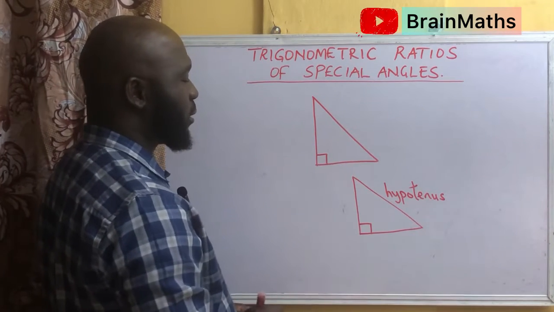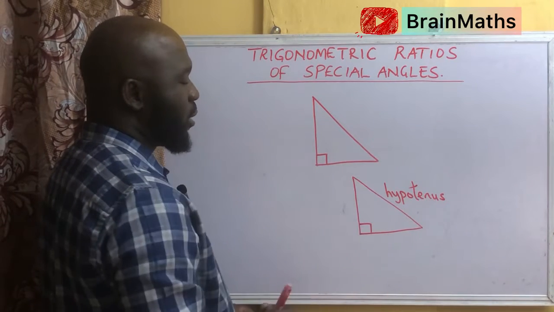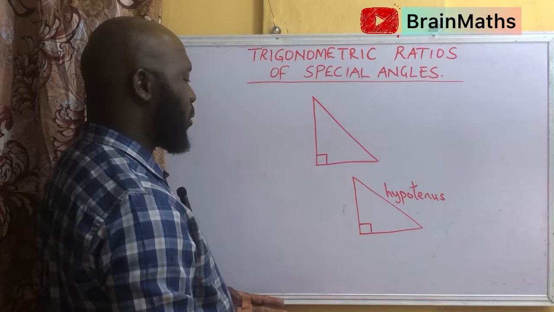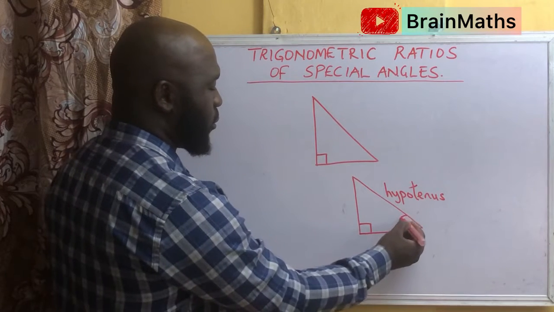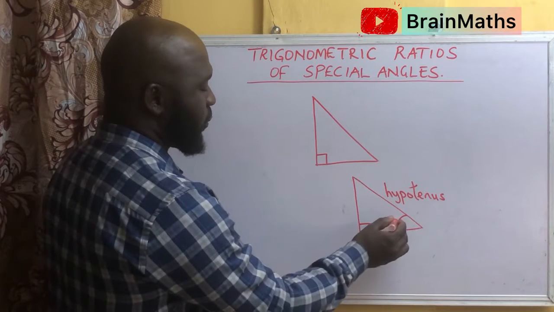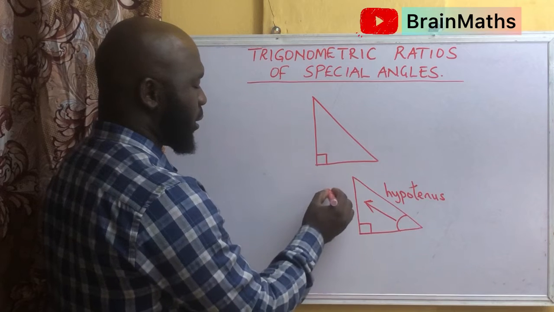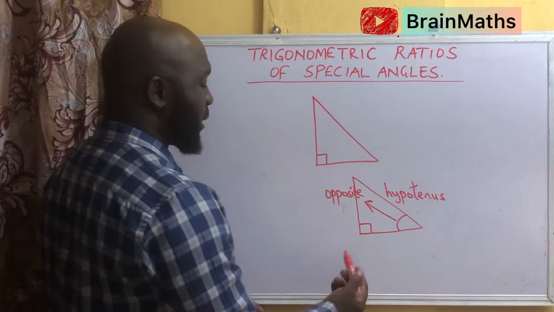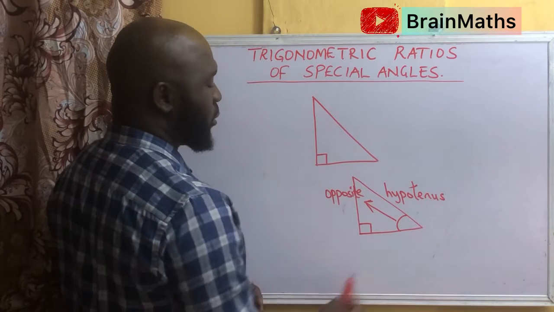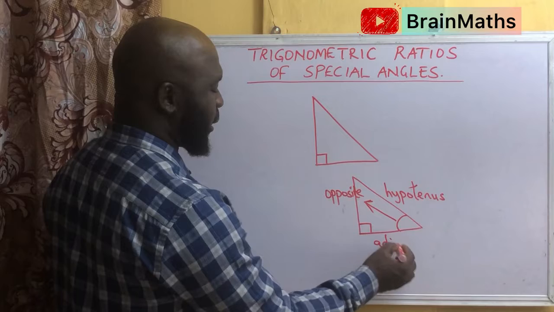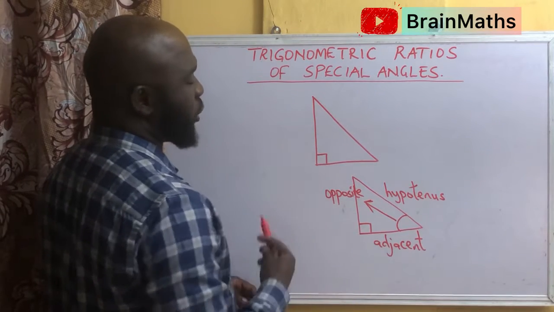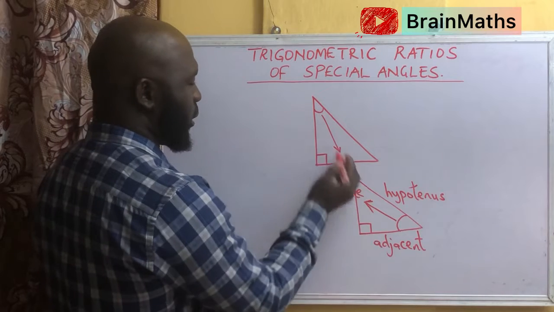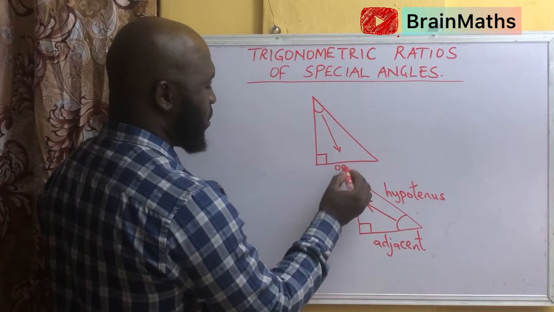Having noted our hypotenuse, what will determine the names of the two remaining sides is where the angle we are given is facing. Assuming our angle is here, any side facing the given angle is known as the opposite side, while the side that is between the right angle and the given angle is called the adjacent. Look at this triangle. For instance, if our angle is here, the side facing this angle is this side, so this will be named opposite.